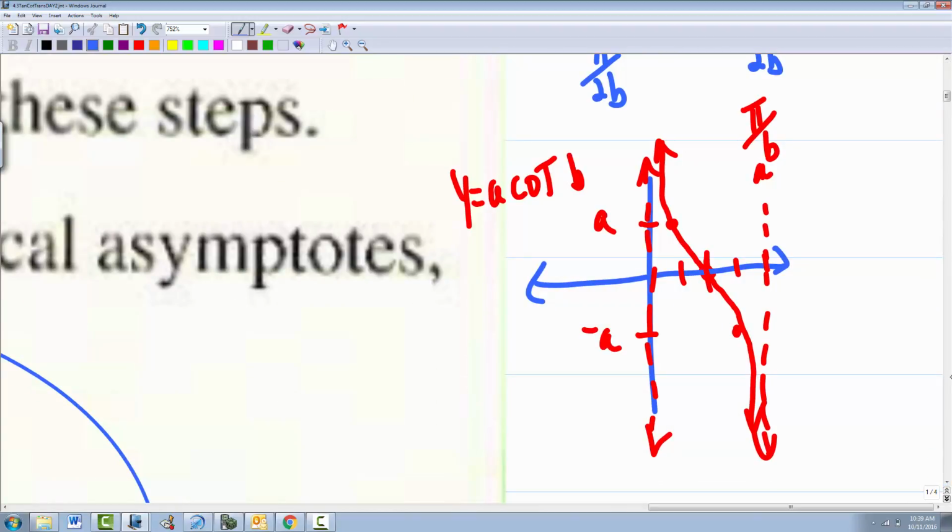I feel it's a little bit easier. Whatever the period is, which is pi over b. I lost my x, by the way. Y equals a cotan bx. That is where the second asymptote is. The first asymptote's at 0. X equals 0, if you want to call it a vertical line.